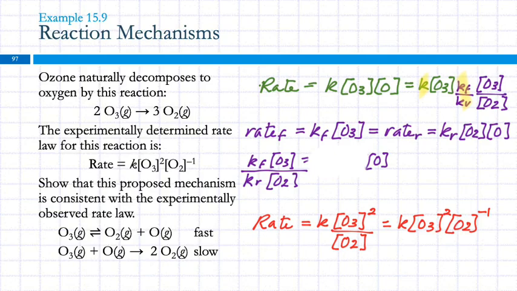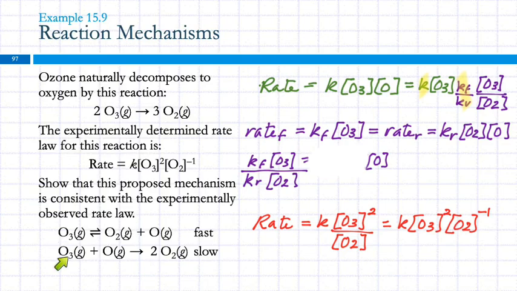So, in the end, we get the experimentally determined rate law. Is that all we're doing? That's all we're doing. We are demonstrating that this mechanism is consistent, right? That this is a possible mechanism. This doesn't prove that it's correct, but it fits the requirements.